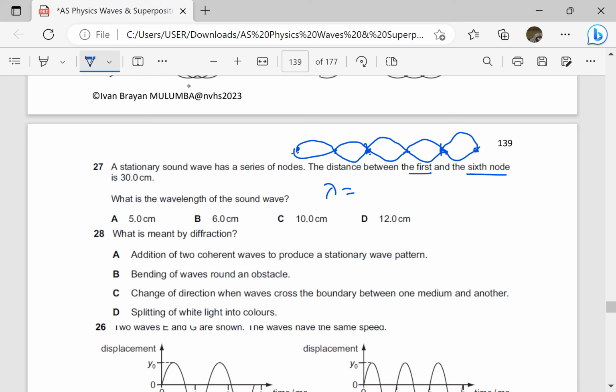So we have 2 and a half, that is 5 over 2. So 5 over 2 wavelength is equal to 30 centimeters, which implies that wavelength is equal to 30 times 2 divided by 5. 30 times 2, that is 60, divided by 5, that is 12. So our answer is going to be 12 centimeters.